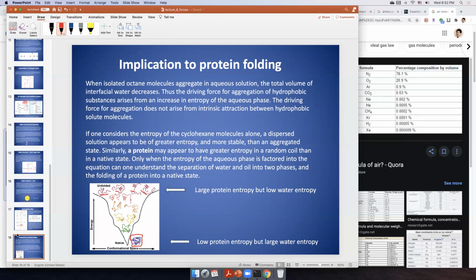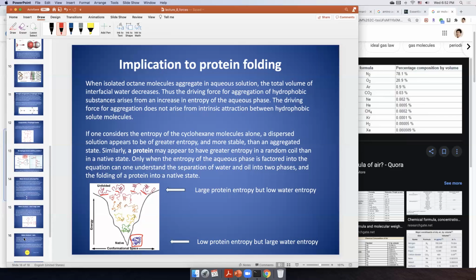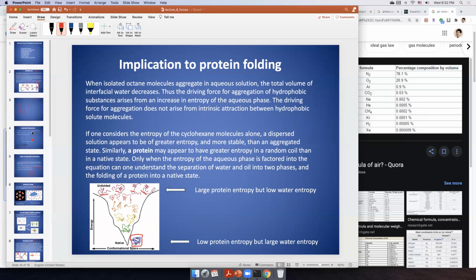Okay, so that's all for today's class. We introduced a little bit about some forces in protein folding, but it's not only for protein folding. For protein-protein docking or protein-protein interactions, you have similar forces.